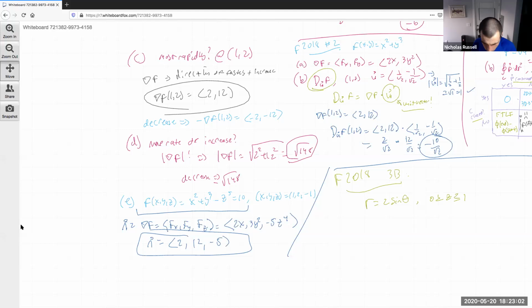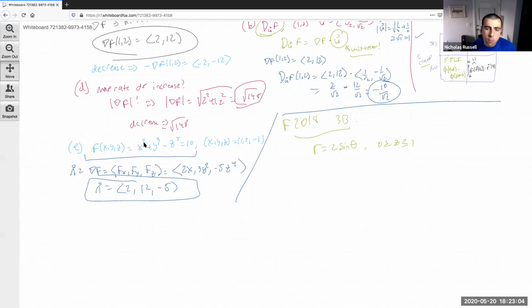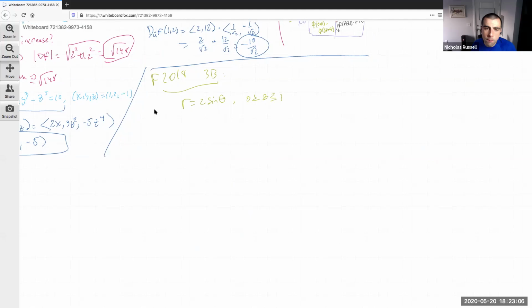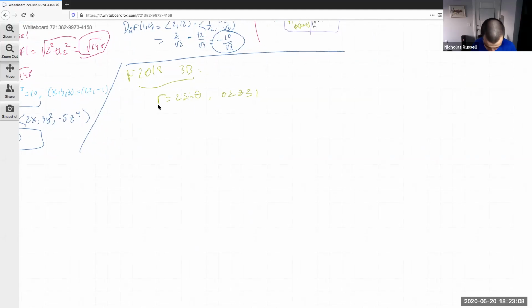Okay. So this problem is kind of interesting, harkening back to a lot of the stuff that we've talked about in the past. How do we change things to cylindrical coordinates? What we can notice here is that I have r equals 2 sine of theta. It's very tough for me to see what this is, so what I can do is change this to Cartesian coordinates.